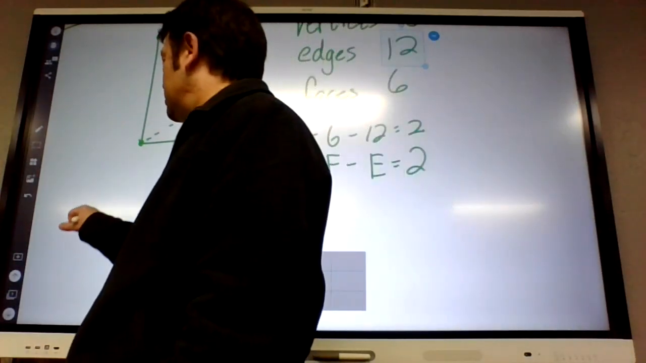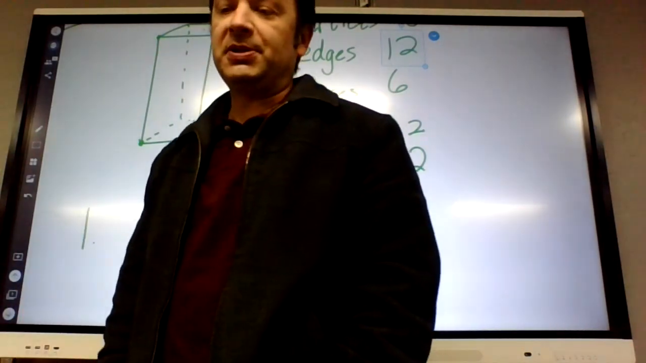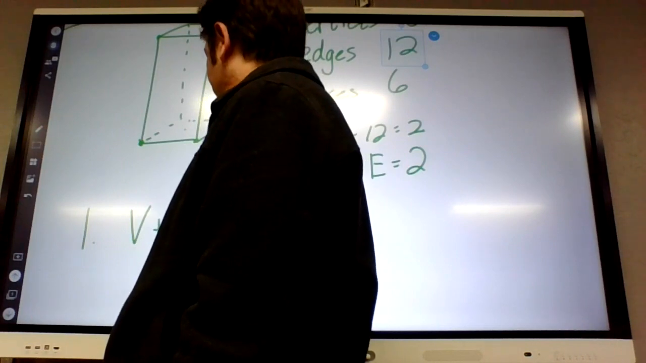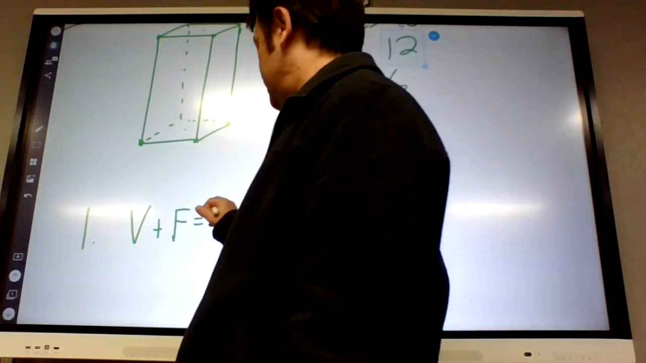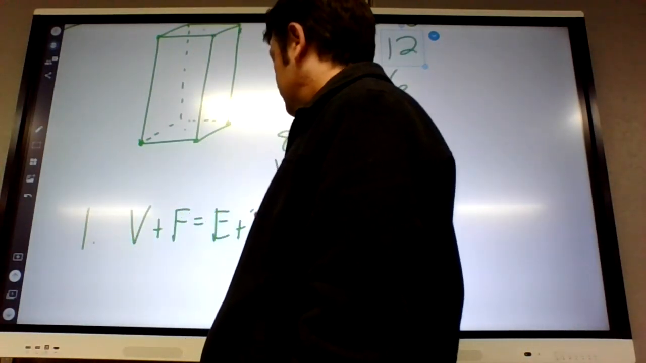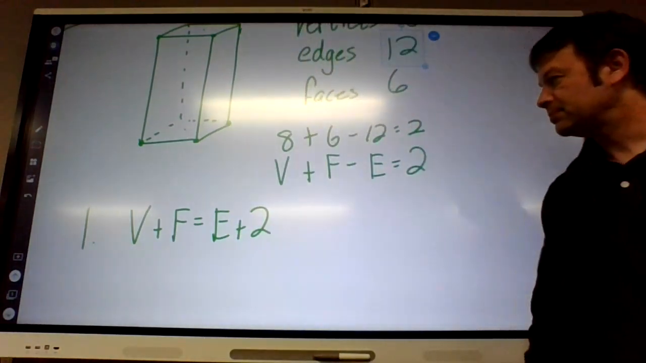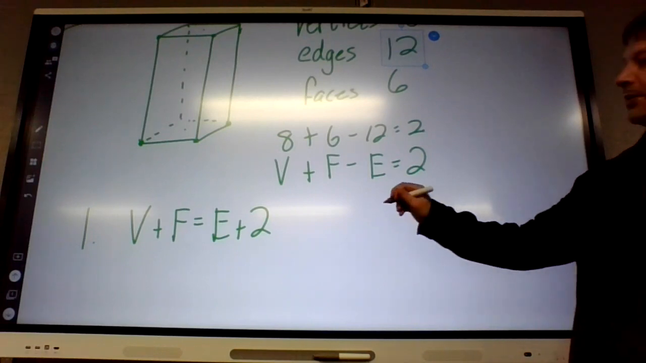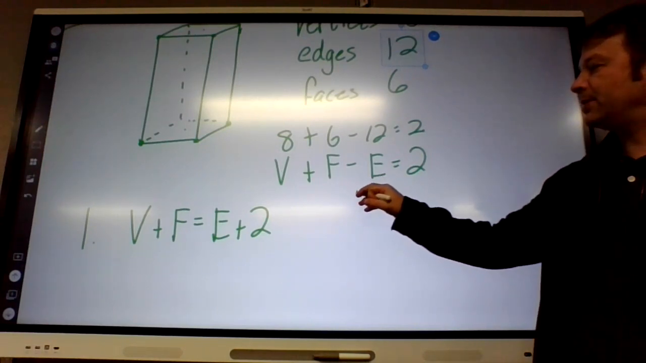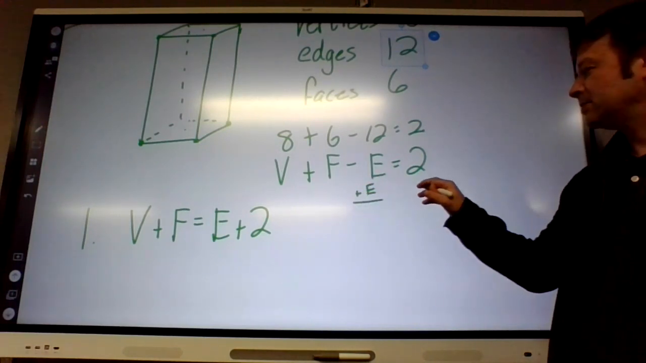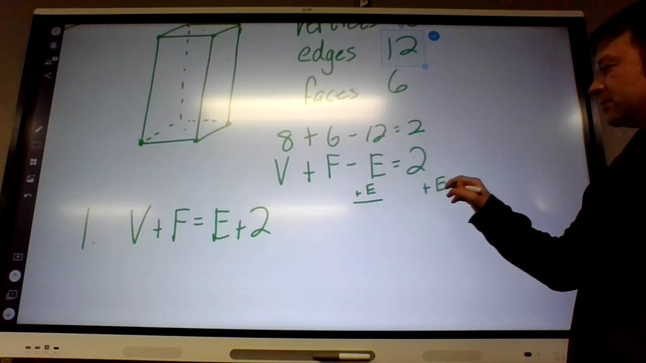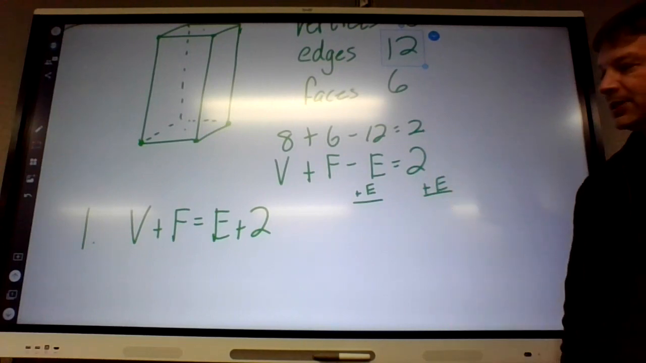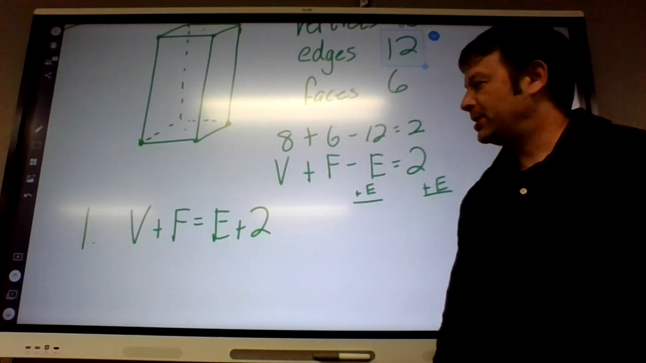Number 1 says true or false: vertices plus faces equals edges plus 2. False. They're going to say it's true. What happens if I add E over here? Oh, so that's true. Vertices plus faces equals 2 plus edges, right? Edges plus 2. So it is true.